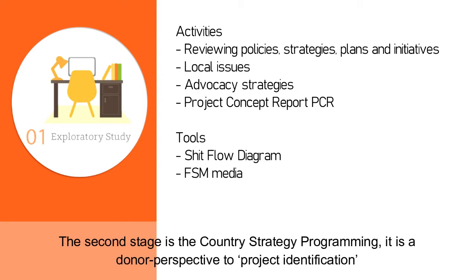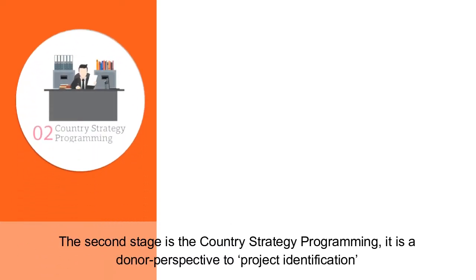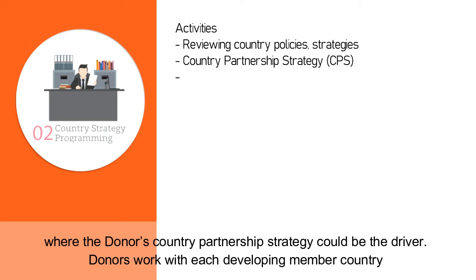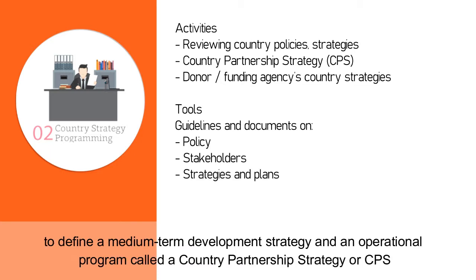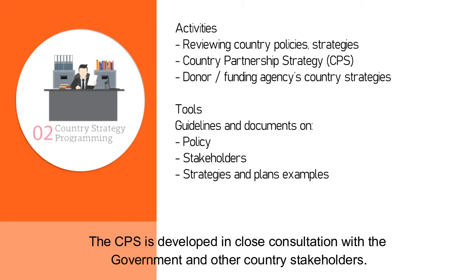The second stage is the country strategy programming. It is a donor perspective to project identification, where the donor's country partnership strategy could be the driver. Donors work with each developing member country to define a medium-term development strategy and an operational program called a Country Partnership Strategy, or CPS. It shall be aligned with the country's development plan and poverty and sanitation plans. The CPS is developed in close consultation with the government and other country stakeholders.